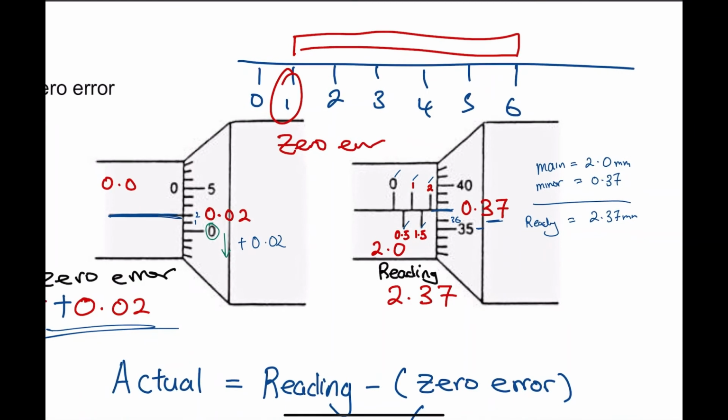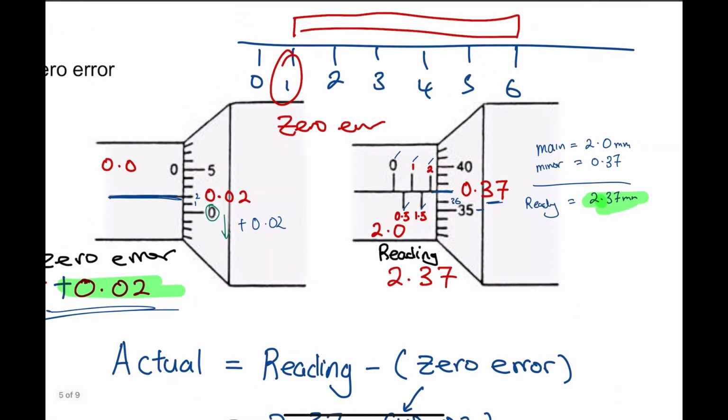I need you to highlight positive zero error 0.02, reading 2.37. I realized that I need to use this formula again, the one that I've been nagging you about: actual equal to reading minus zero error.